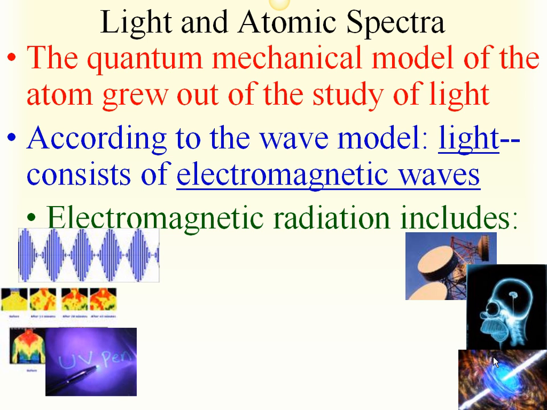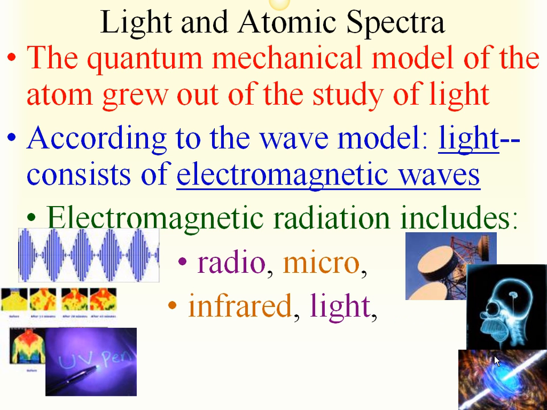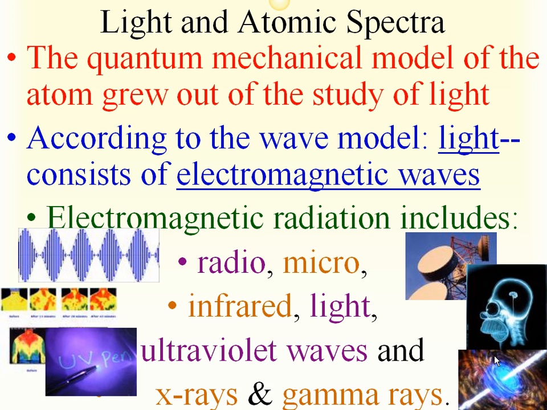Electromagnetic radiation includes radio waves, microwaves, infrared light, that's visible light, ultraviolet waves, and X-rays and gamma rays.